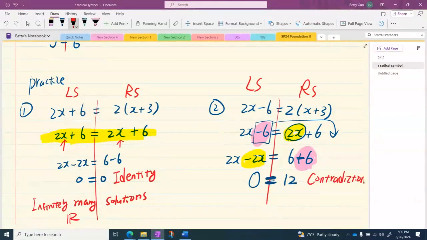Why is it a contradiction? Because this is an equation. The left side of the equation is 0. The right side of the equation is 12. The equation tells us 0 equals 12. How is that possible? So that is a contradiction, right? A contradiction has no solution. So the answer is no solution.